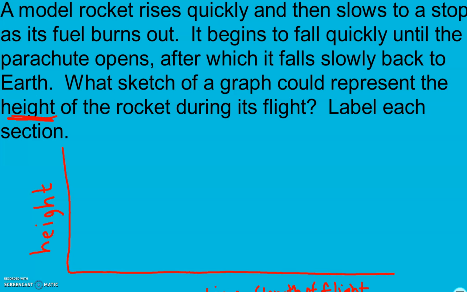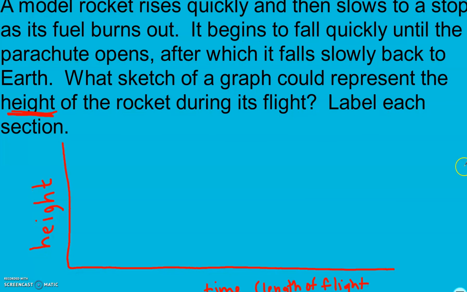So, our rocket rises quickly, so it starts off on the ground, and it rises quickly and then slows to a stop as its fuel burns out. It begins to fall quickly until the parachute opens, after which it falls slowly back to the Earth.